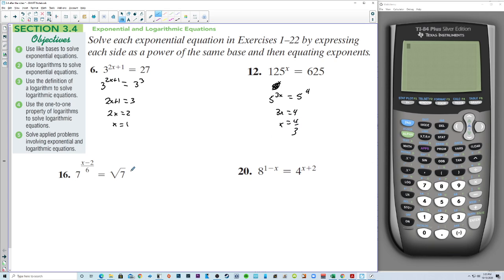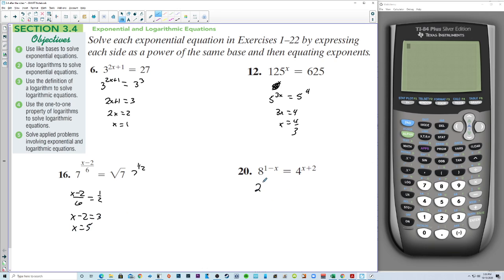This one, this is 7 to the 1/2 power. Square root and 1/2 power are the same thing. So x minus 2 over 6 has to equal 1/2. Multiply by 6, half of 6 is 3, so x is equal to 5.